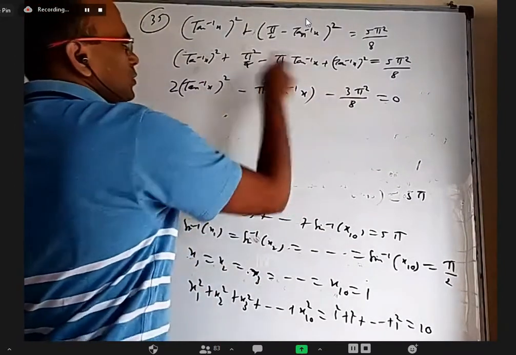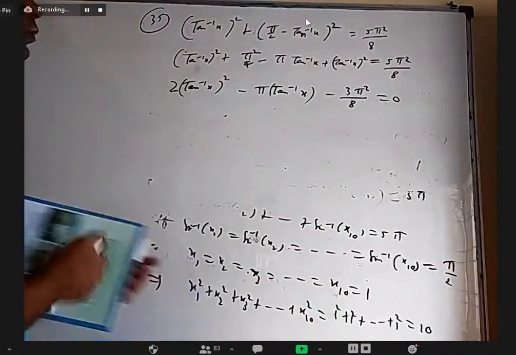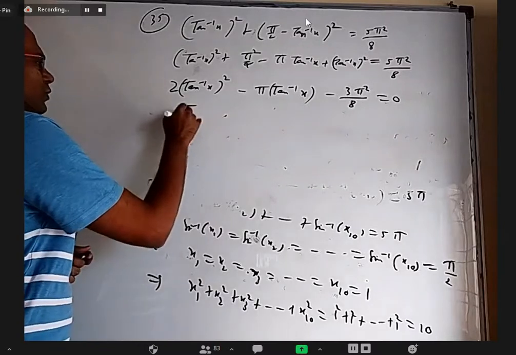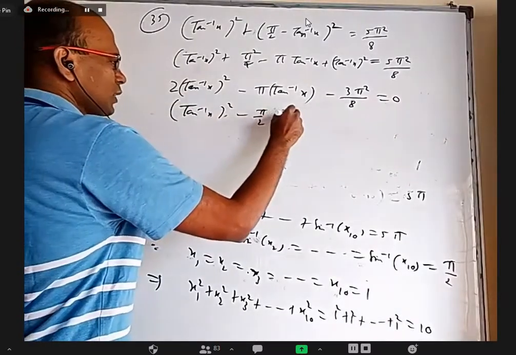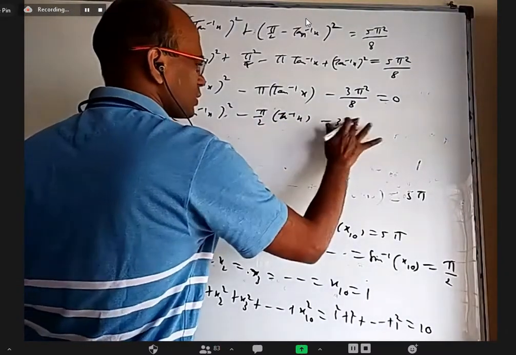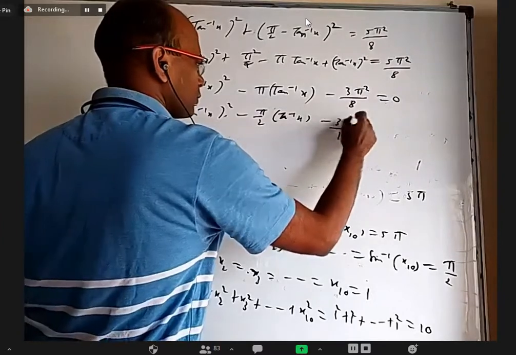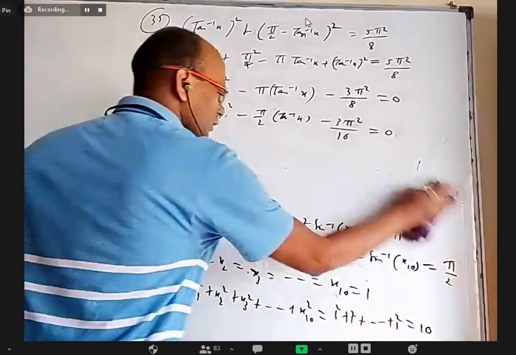This difference is right. Okay. Well, let me divide with 2 if possible. Tan inverse x whole square minus pi by 2 tan inverse x minus 3 pi square by 16. Yeah, 3 pi by 4 and pi by 4. You can take that.